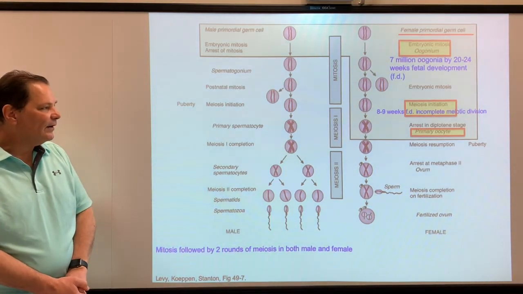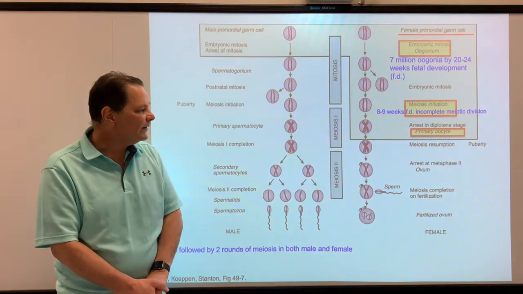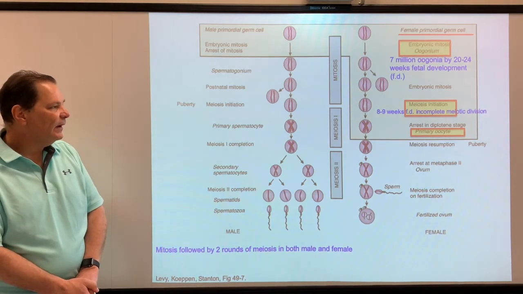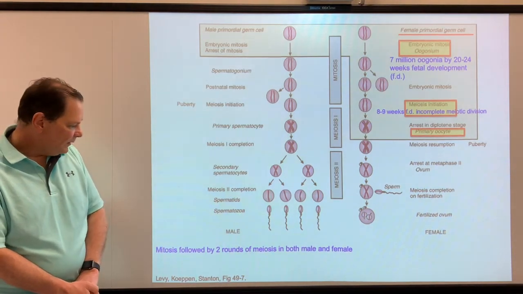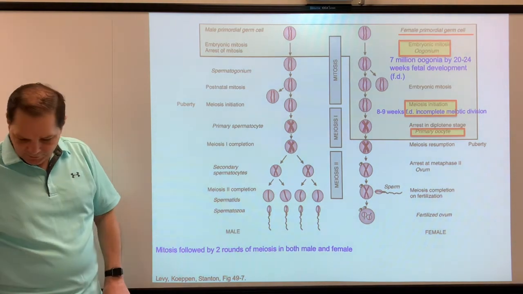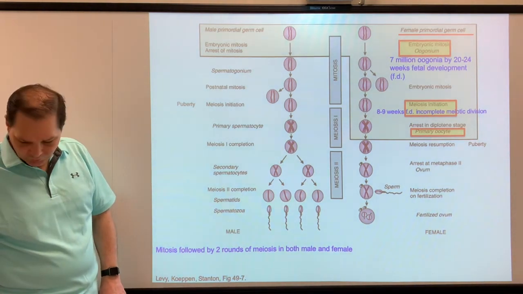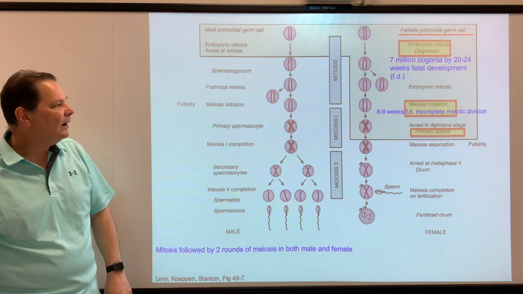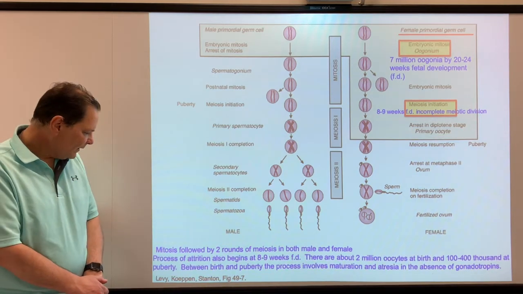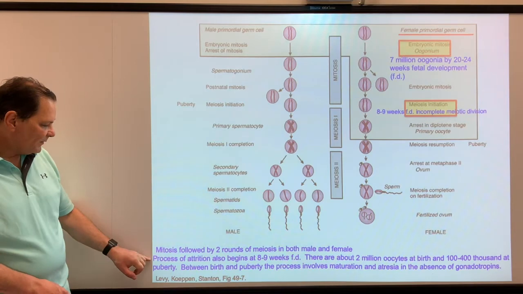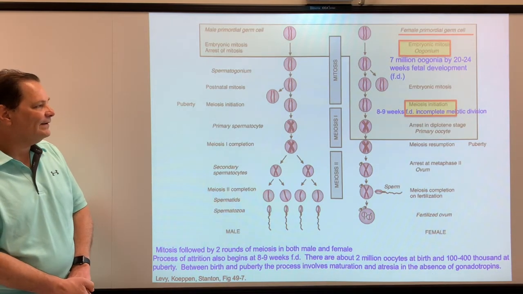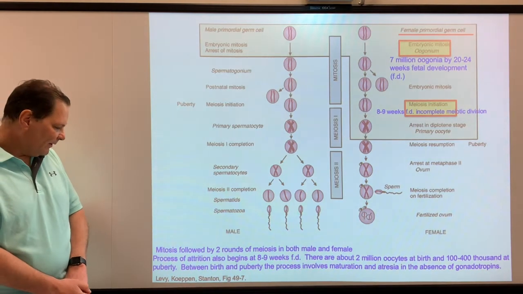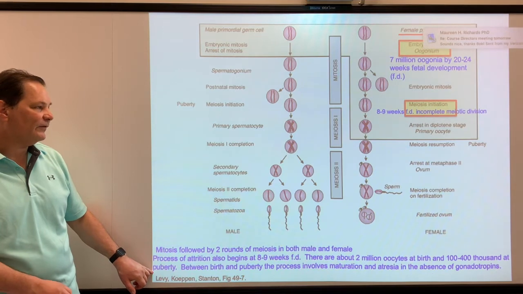So this is happening during fetal development and for at least a little while after birth. And as we'll find out in a moment, these are contained within primordial follicles. So we have these oocytes, they're lined up, they're ready to go. They're arrested partway through the first meiotic division. And you should note that the process of attrition begins also at about 8 to 9 weeks fetal development. So there are 2 million oocytes at birth. By the time you hit puberty, it's down to 100,000 to 400,000.